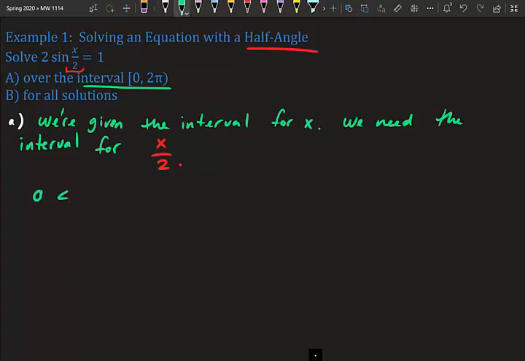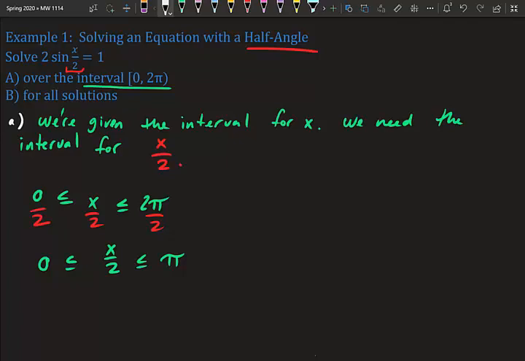So the interval they gave us, it's technically 0 less than or equal to x, that's less than or equal to 2 pi, because remember, this is interval notation, this is set notation. So all we're going to do is just make it x over 2. So we're going to divide everything by 2. So our new interval is 0 is less than or equal to x over 2, that's less than or equal to pi. So the interval we're going to be working in is 0 to just pi. Now that we got that out of the way, well, that was a tongue twister, we can go ahead and start solving this.